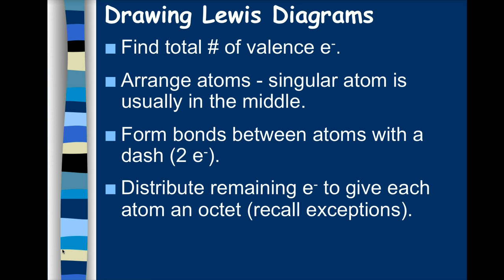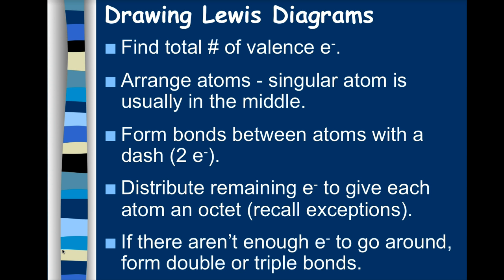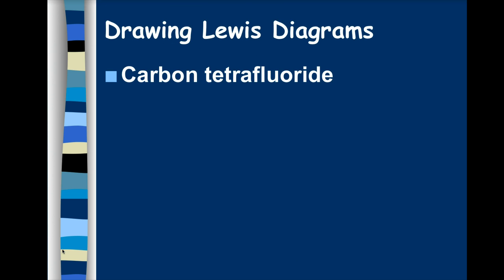Now remember, there are some exceptions, so if you're working with boron or beryllium, they'll be fine having less than that octet, and hydrogen will only have a duet. If there aren't enough electrons to go around, then what you will have to do is form double bonds or triple bonds, not both, but we shall see an example of that a little bit later in this podcast. All right, so let's try drawing one here.